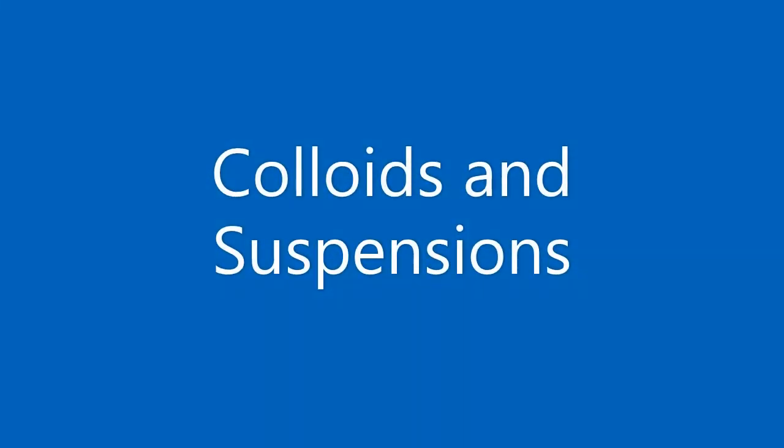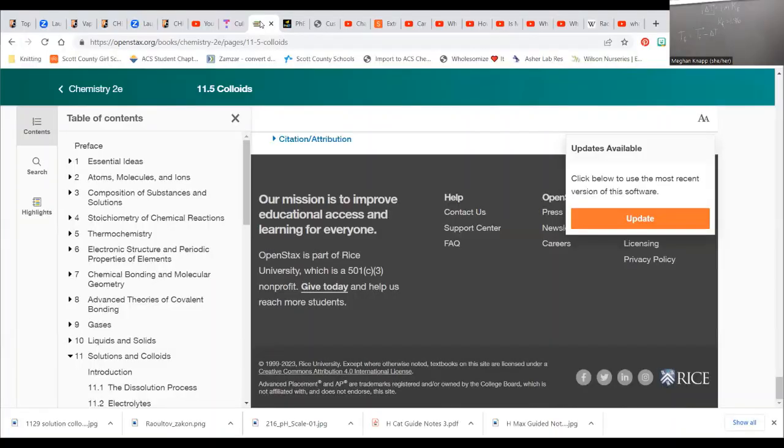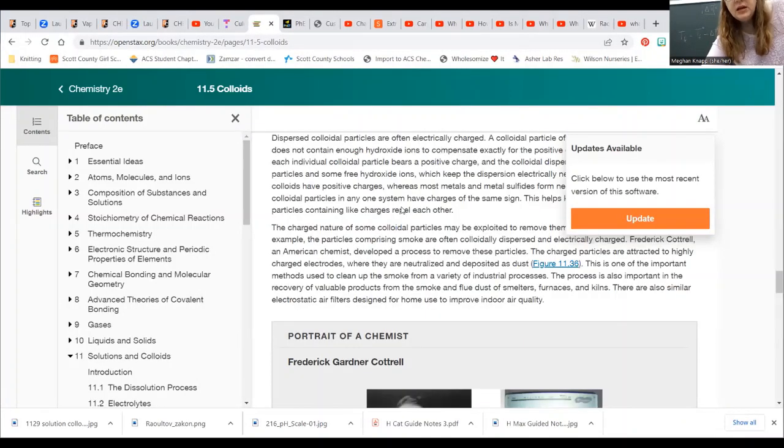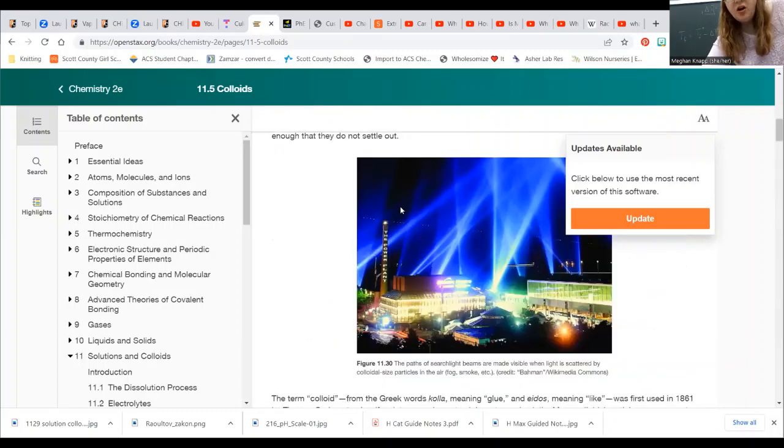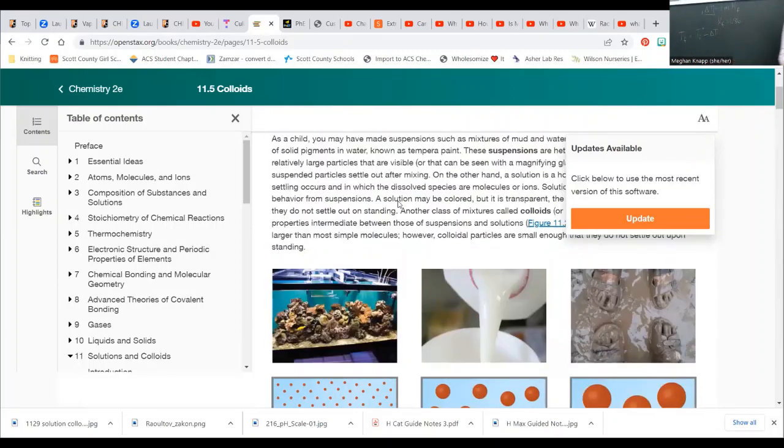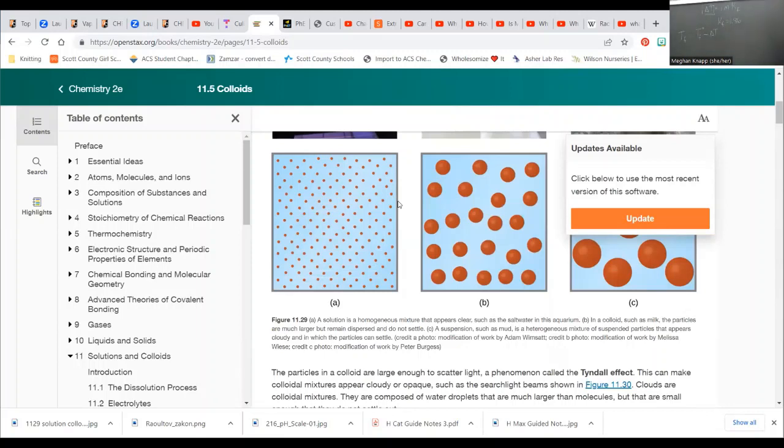I'm going to very quickly show you something from the end of the chapter. Okay. We aren't really going to dwell a whole lot on colloids, other than just to know what they are. What I want to look at is this picture.